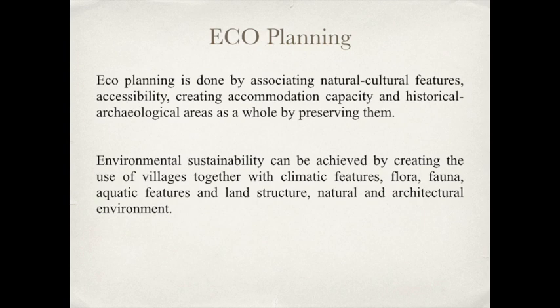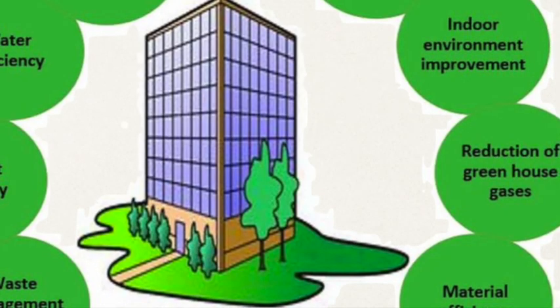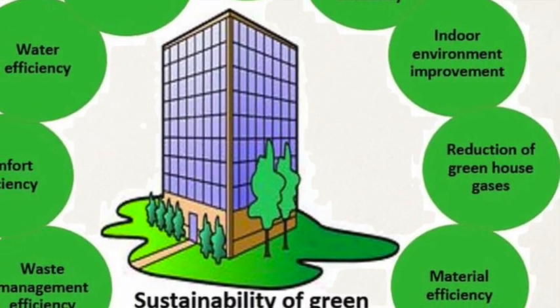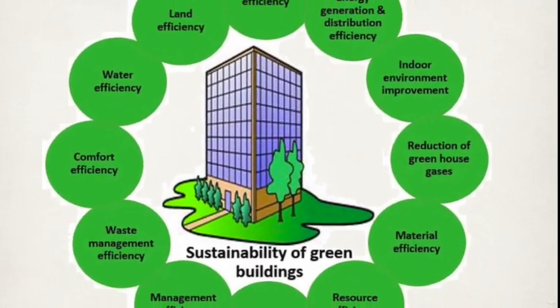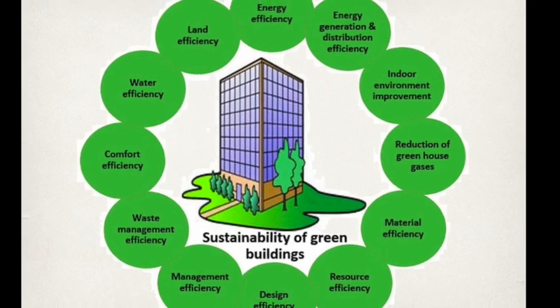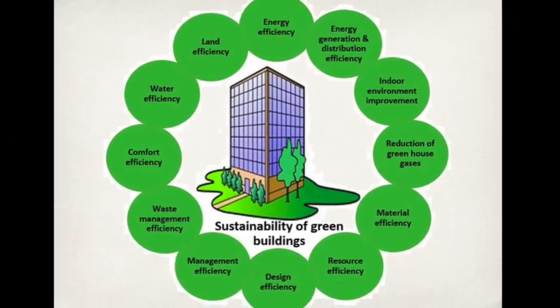Eco-planning is done by associating natural and cultural features, accessibility, creating accommodation capacity, and historical and archaeological areas as a whole by preserving them. Environmental sustainability can be achieved by planning the use of villages together with climatic features, flora, fauna, aquatic features, land structure, and the natural and architectural environment.